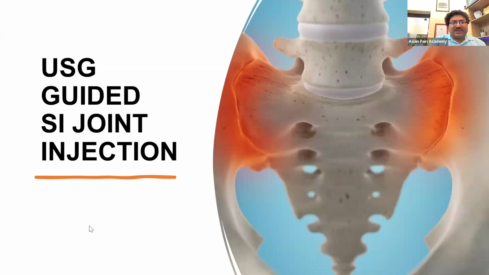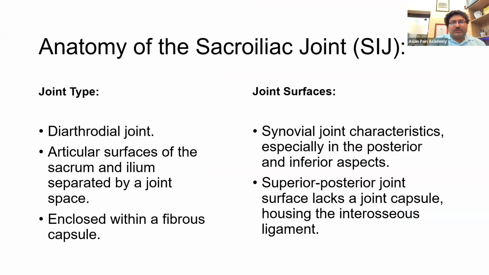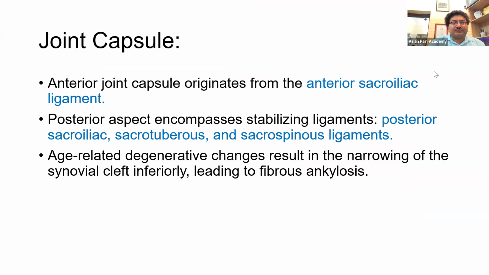So let's move to the sacroiliac joint injection. Now we all know the sacroiliac joint is a diarthrodial joint which is formed by the articular surface of the sacrum and ilium, separated by the joint space. The joint in the lower portion is synovial, especially in the posterior and inferior aspect. The superior and posterior joint surface lacks a joint capsule, housing an intraosseous ligament.